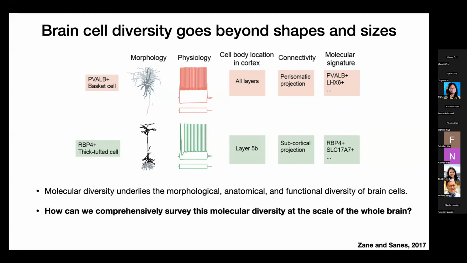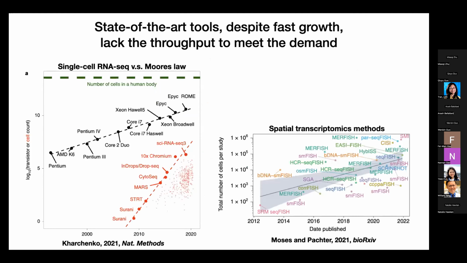And we ask this question: how can we comprehensively survey this molecular diversity of cells in the brain at scale, at the whole brain level? The past decades have seen an explosion of technology development that gave biologists a lot of tools to look at brain cell type diversity. This plot on the left shows the leading technology in surveying the molecular profile of brain cells, which is single cell RNA-seq.